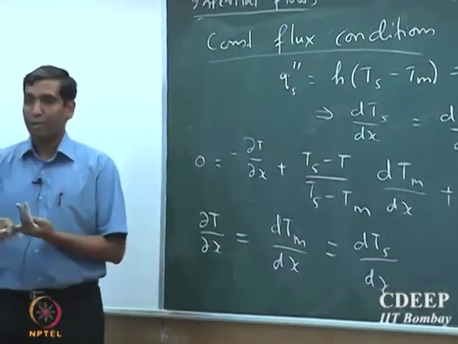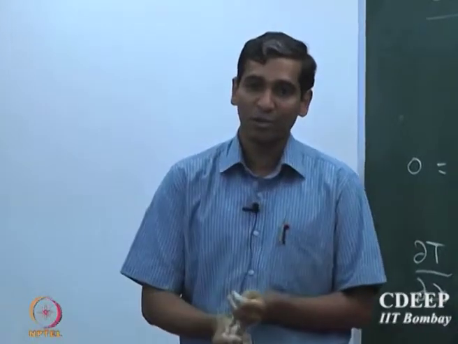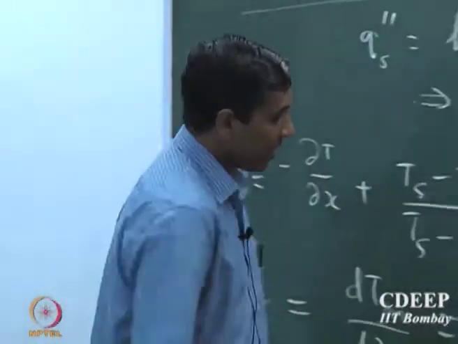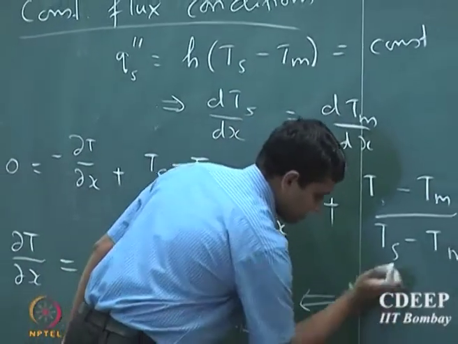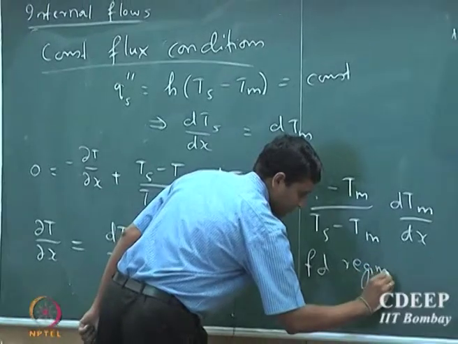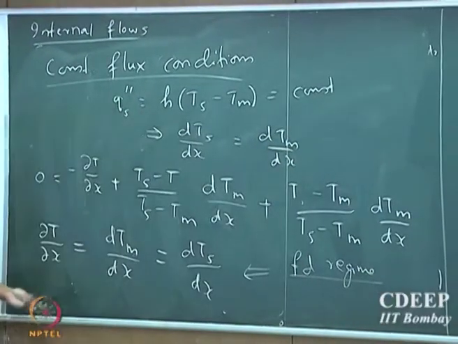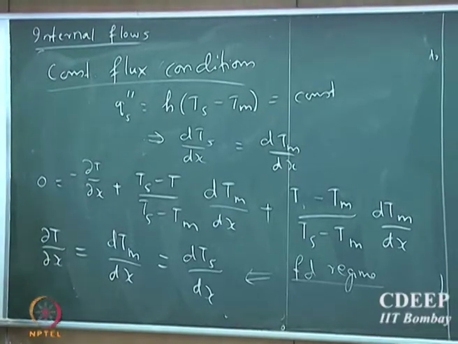So we have got two important things. One is that the heat transport coefficient remains constant in the fully developed regime, and not just that, the gradients are actually equal. Again, this is in the fully developed regime. So the gradients are equal. This is an important piece of insight from an experimental point of view.